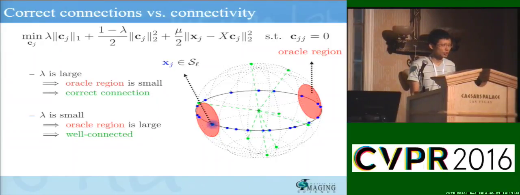So the point here is that we establish the size of the oracle region is controlled by the parameter lambda, in a way that, roughly speaking, if lambda, the tuning parameter in the equation, is large, then we are going to have a smaller oracle region, which means we are going to have fewer points that are connected, so that we have a better chance of getting only correct connections. On the other hand, if lambda is small, then we have a large oracle region, so that we have more connected points, which solves the connectivity issue.